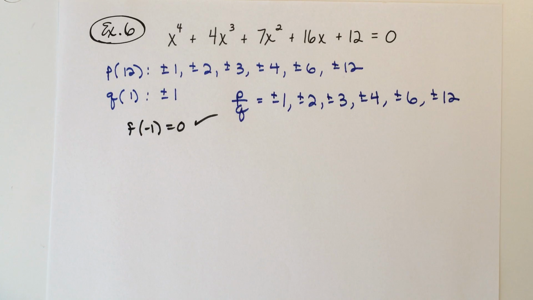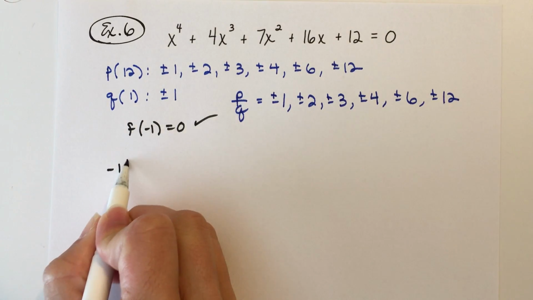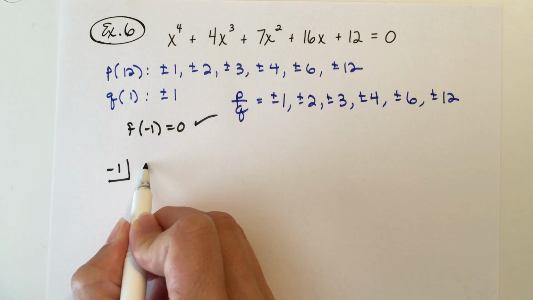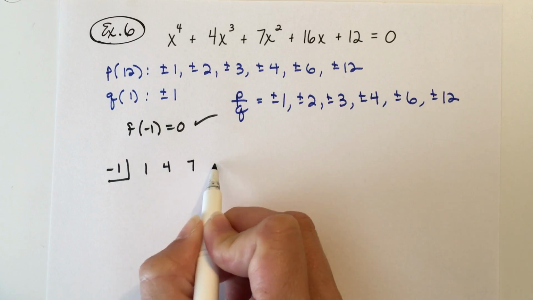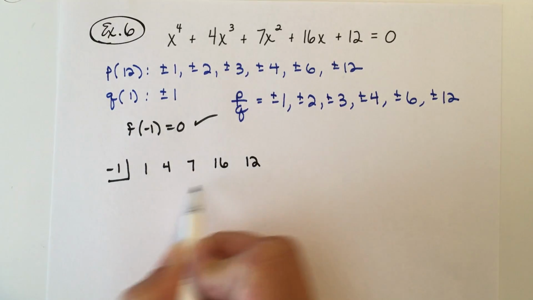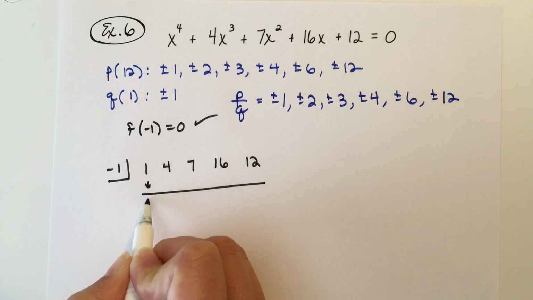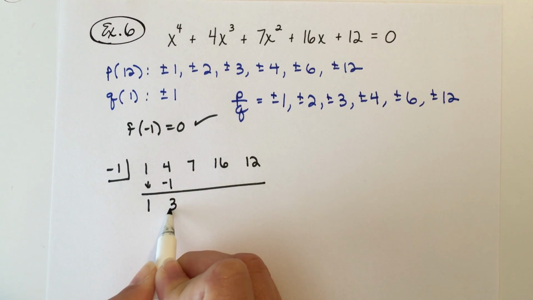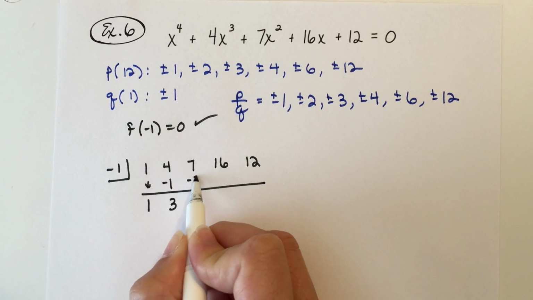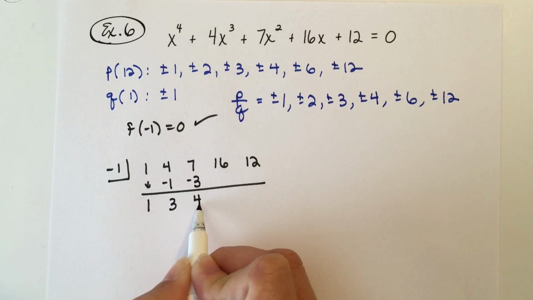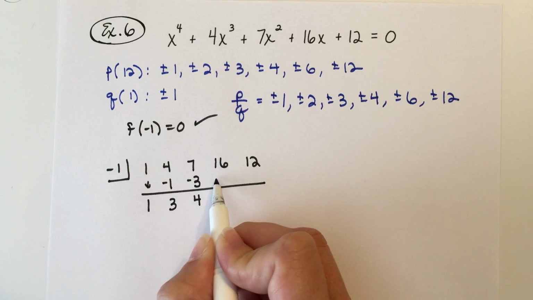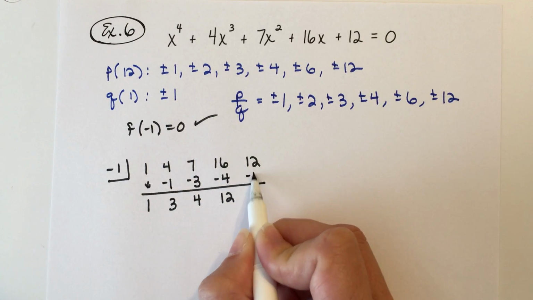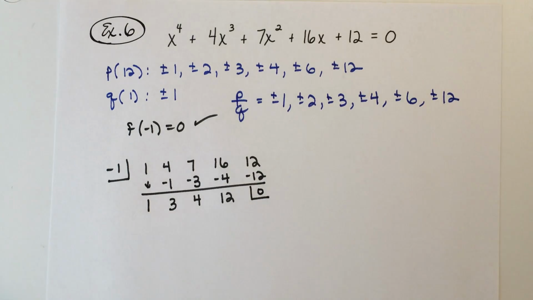So we've got to do our synthetic division. Let's set up the negative 1. Pulling my coefficients and my constant, I would have 1, 4, 7, 16, and 12. Bring your 1 straight down. Negative 1 times 1 is negative 1. Add, you get 3. Negative 1 times 3 is negative 3. Add, you get 4. Negative 1 times 4 is negative 4. Add, you get 12. Negative 1 times 12 is negative 12. There's your remainder of 0.